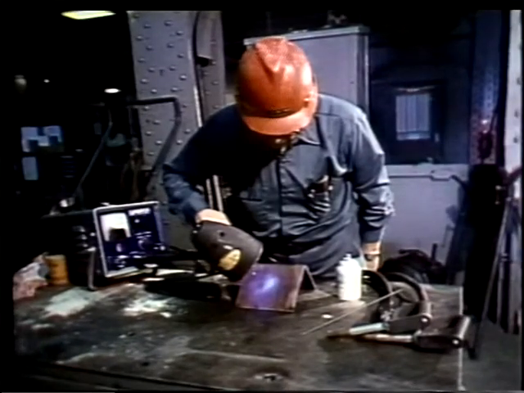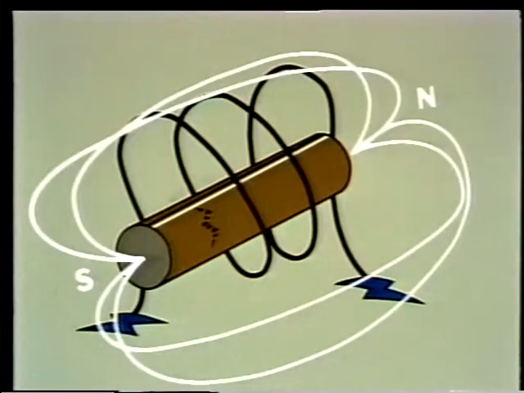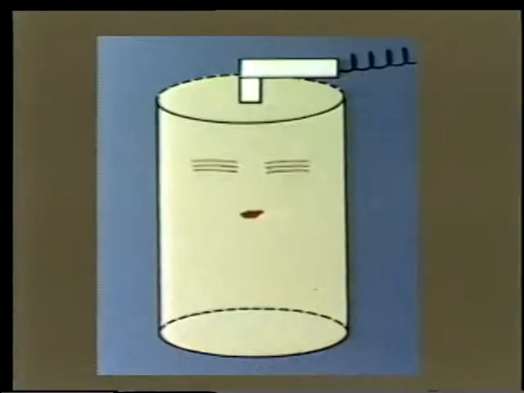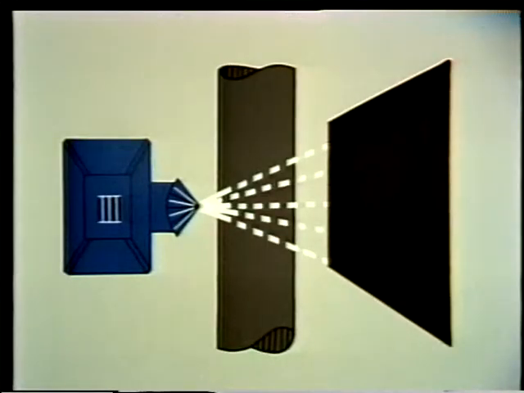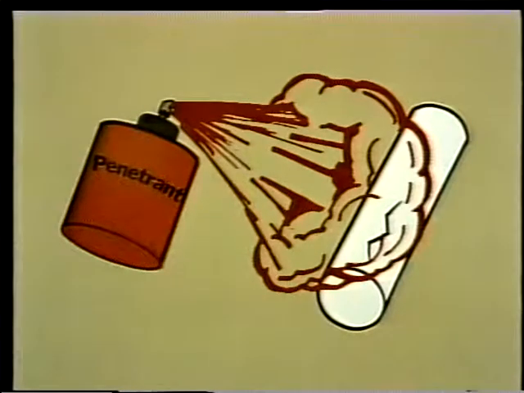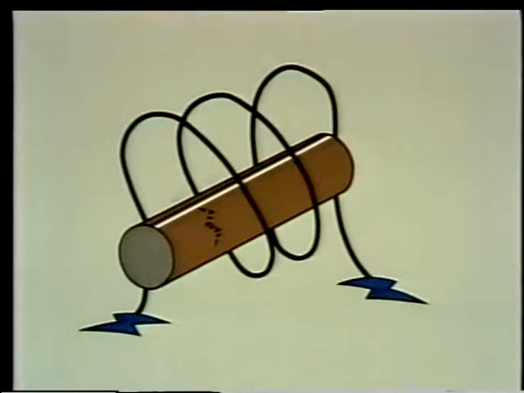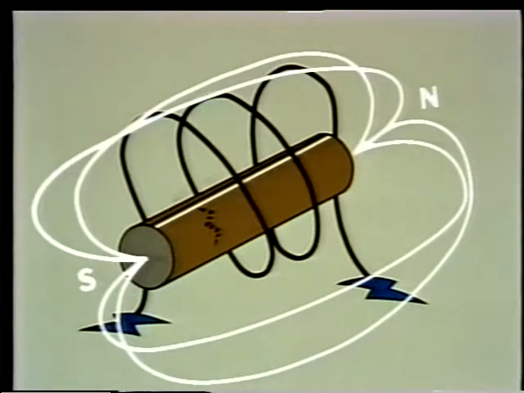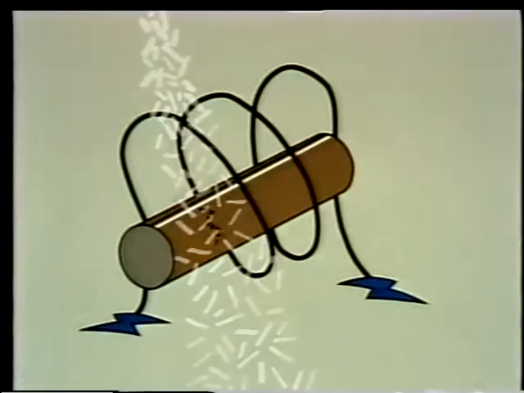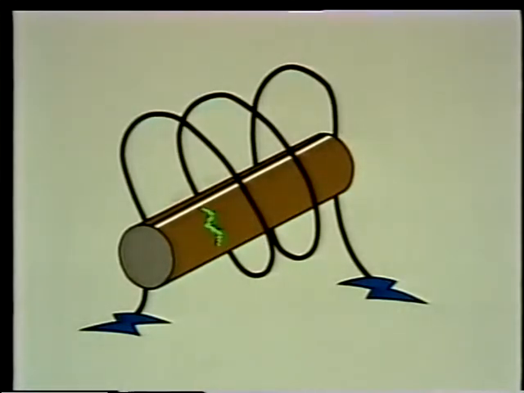There are 4 methods of non-destructive testing that are often used in the plant. These 4 are magnetic particle, ultrasonic, radiographic, and liquid penetrant. The magnetic particle test, mag particle for short, can only be used on metals that can be magnetized, the ferrous metals. In the mag particle test, the entire part is magnetized and then sprinkled with very fine iron filings. A defect is indicated where the iron particles collect together.